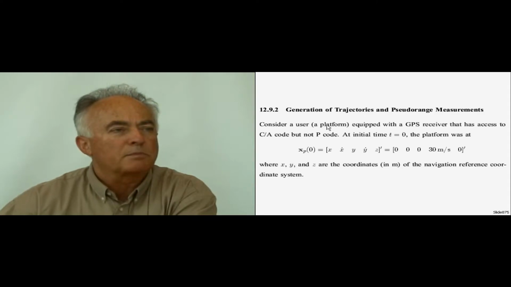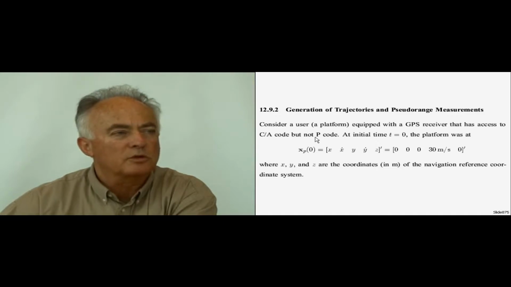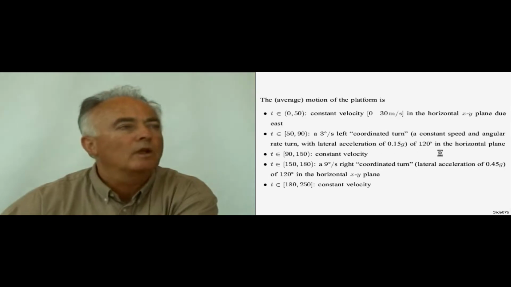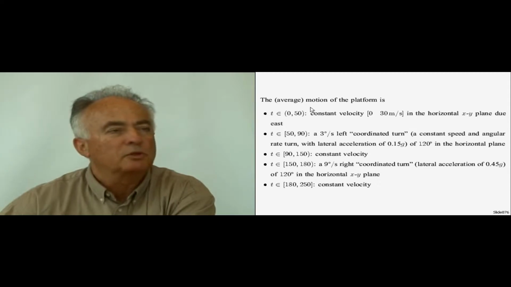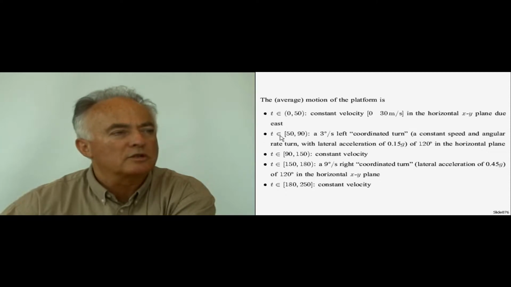Now, how to generate the trajectories and the pseudo-range measurements? We have a user, that's a platform, equipped with a GPS receiver, which has access to the C/A code, that's the coarse acquisition code, but we assume it's a simple, inexpensive GPS receiver. At initial time t0, the platform was at the origin, moving at about 30 meters per second. The platform's average motion, because it is perturbed by noise, was constant velocity with a little bit of process noise in the horizontal plane, due east, then a 3 degree per second left coordinated turn that starts at 50 seconds.